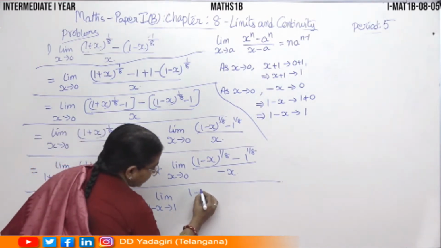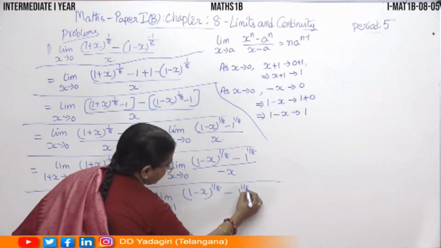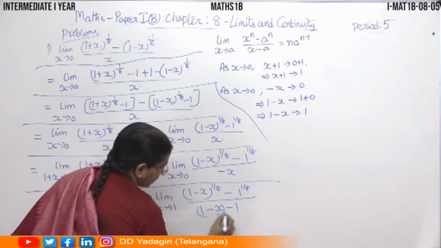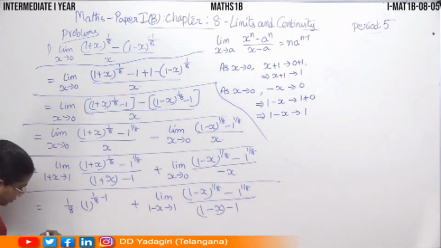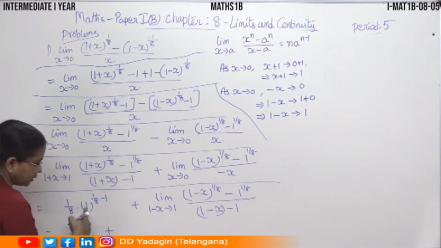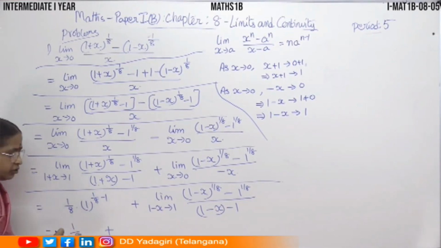So this is (1 minus x) whole to the power 1 by 8 minus 1 power 1 by 8. Now add and subtract 1 so that it is in the standard form. And so this is 1 by 8 only. 1 power any number is 1 only. This is 1 power 1 by 8 minus 1, that means minus 7 by 8. It is equal to 1.